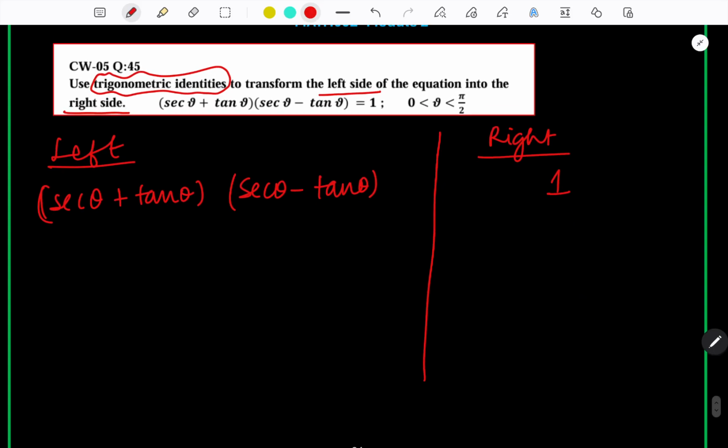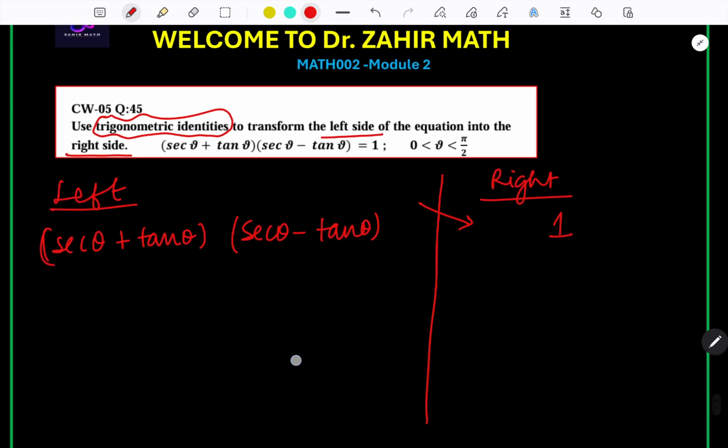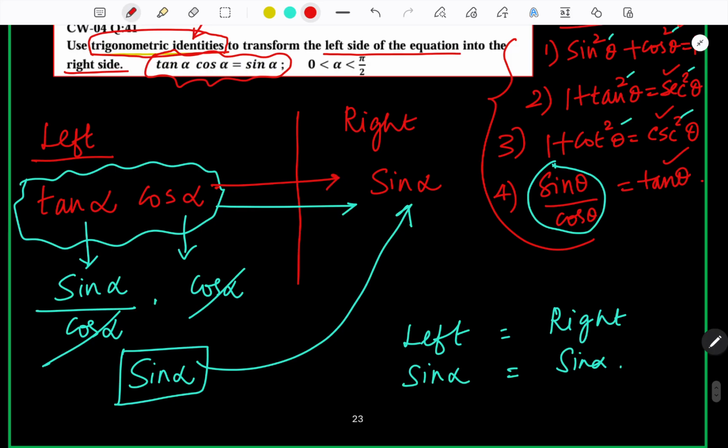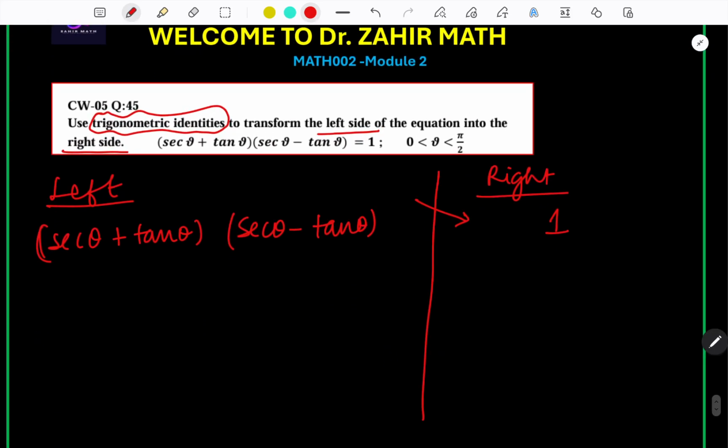I need to bring this one to what? 1. Same here. Tan alpha cosine alpha, I needed to bring it as what? Sine alpha. I brought it. Just see. The same thing I'm going to do here.